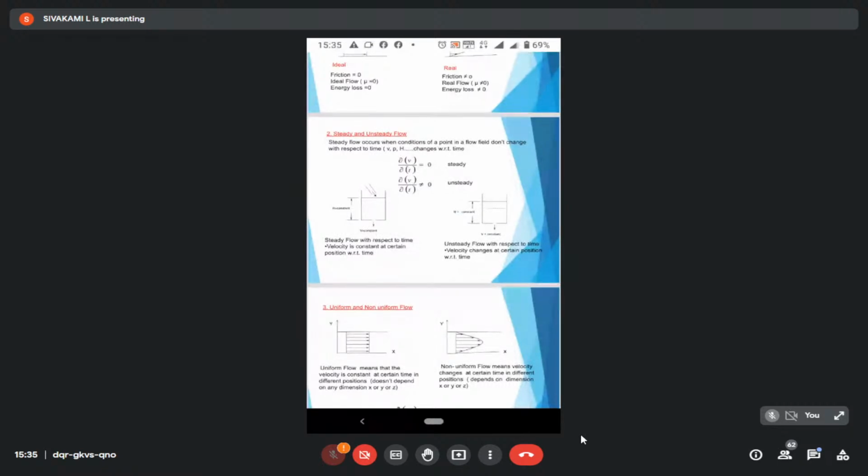And then the next one is one, two, and three-dimensional flow. One-dimensional flow, I think all of you know, will give a straight line path. And for a one-dimensional flow, only the flow velocity is a function of one coordinate. And for a two-dimensional flow, the flow velocity is a function of two coordinates, X and Y.